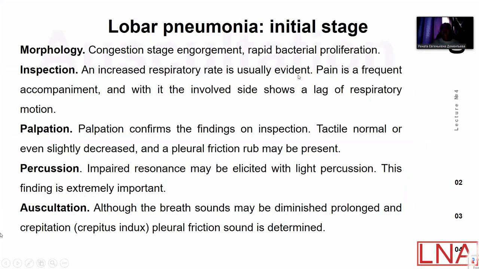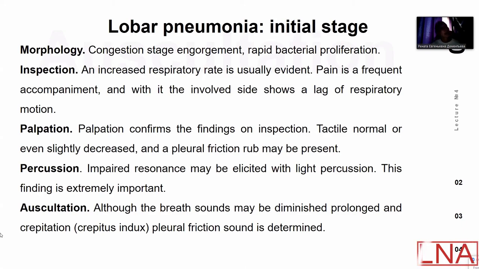Lobar pneumonia, initial stage of lobar pneumonia. Morphology: congestion stage, engorgement, and rapid bacterial proliferation. In inspection of the patient, an increased respiratory rate is usually evident. Pain is a frequent accompaniment, and the involved site shows a lack of respiratory motion.